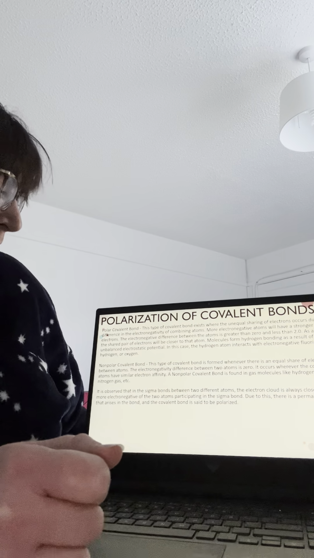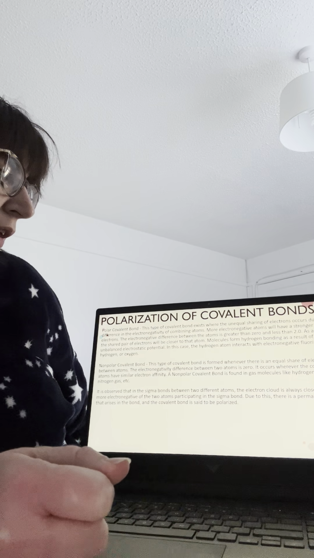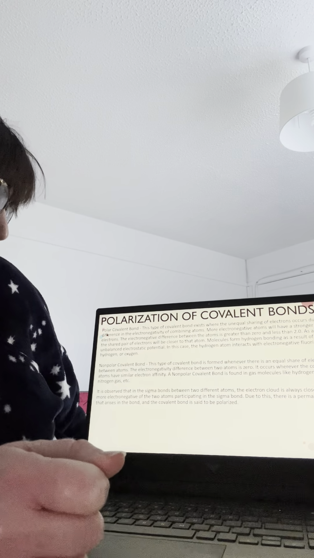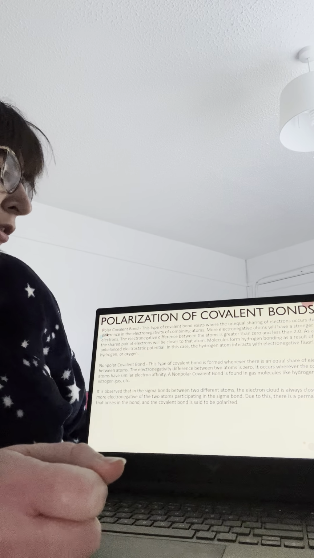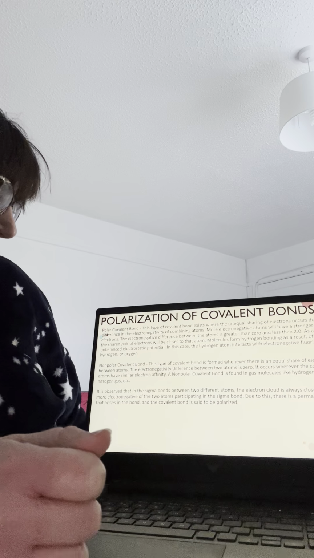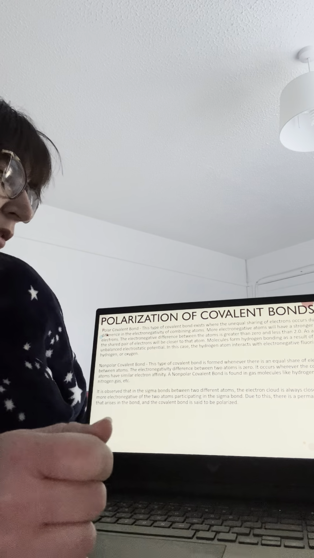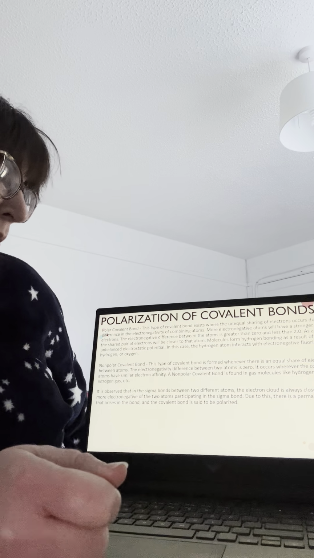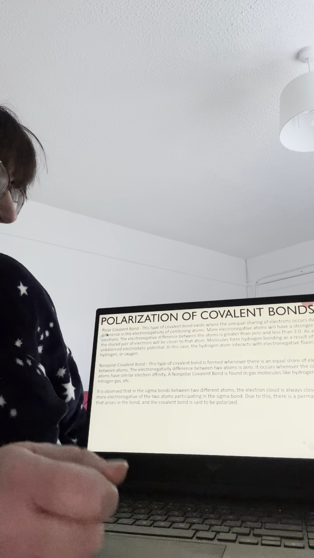Polarization of covalent bonds. Polar covalent bond. This type of covalent bond exists where the unequal sharing of electrons occurs due to the difference in the electronegativity of combining atoms. More electronegative atoms will have a stronger pull for electrons. The electronegativity difference between the atoms is greater than 0 and less than 2. As a result, the shared pair of electrons will be closer to that atom.